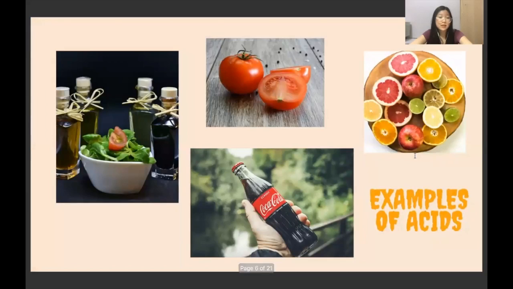So, some common examples of acids. We have vinegar, tomatoes, Coke, and citruses, which include oranges, limes, etc. The actual scientific name for vinegar is acetic acid. That is a weak acid. And for citruses, the scientific name of the acid is citric acid.